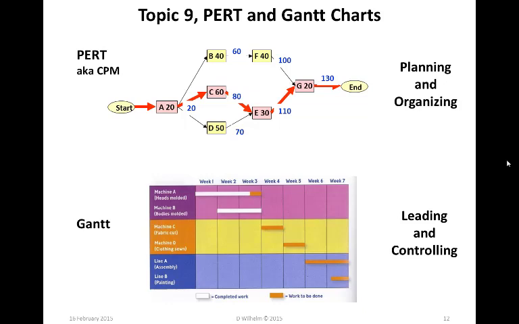In this bar chart here, gold is things that should be done, and when some progress is made, they're colored white. PERT charts are good for planning and organizing. Gantt charts are useful for leading and controlling.